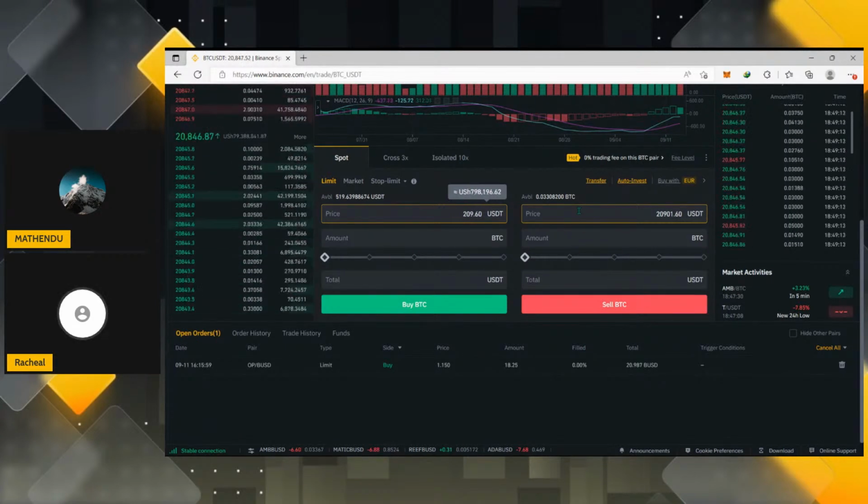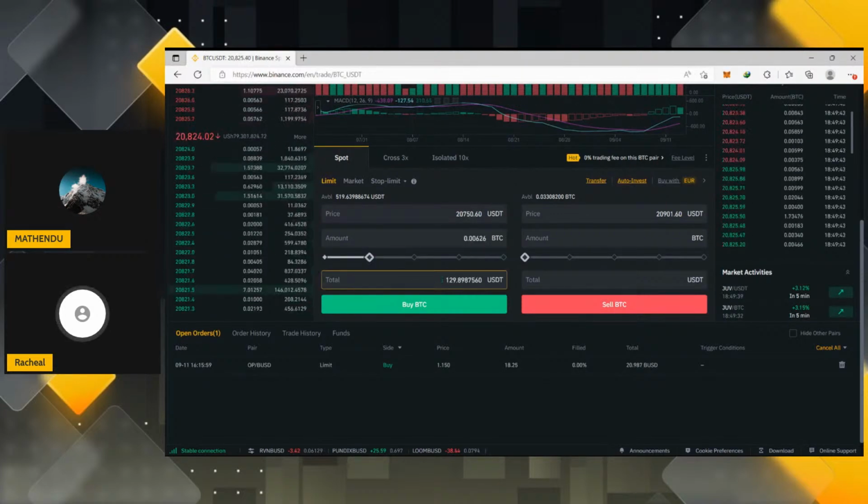So, for example, I could say I want to buy at 20,800. Okay, the market is at 20,830. Let me put 20,750. Yeah, and I can put the amount I want to buy for.